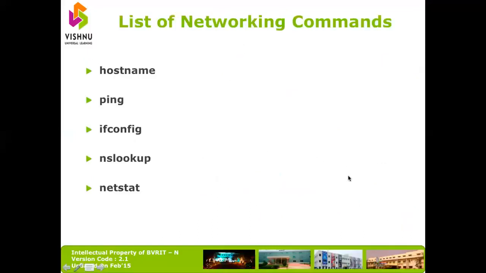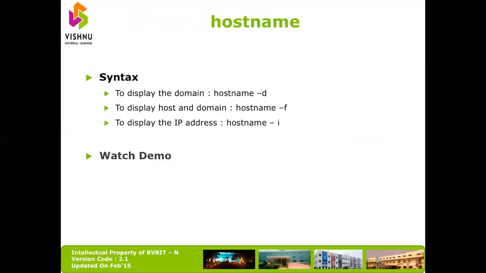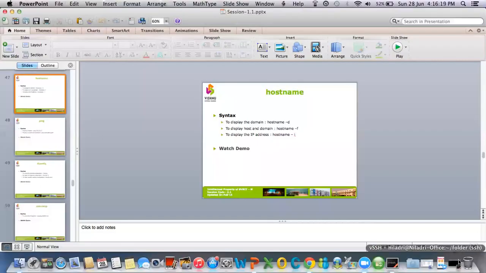Right. Now, there are a total of 5 commands available which we're going to discuss. The first one is called hostname, which helps you find out the name of the host of the computer you're currently using. It comes with multiple other options as well. If you want to find out the domain to which you are connected, it gives you option -d. If you want to find out the hostname along with the domain, it gives you option -f. And if you want to find out the IP address of a computer, if you know the host name, you can use an option called -i. So let's watch a very quick demo and see how that works.